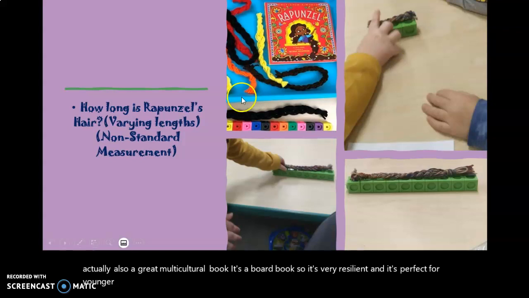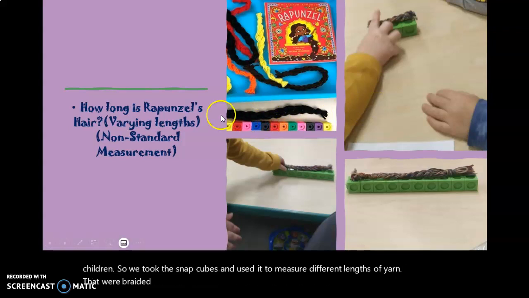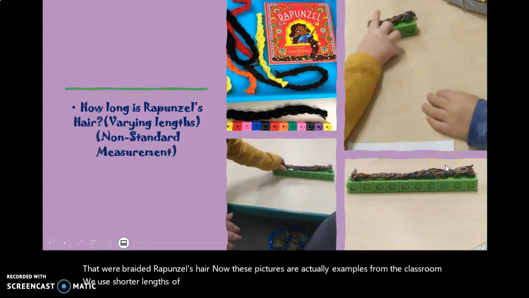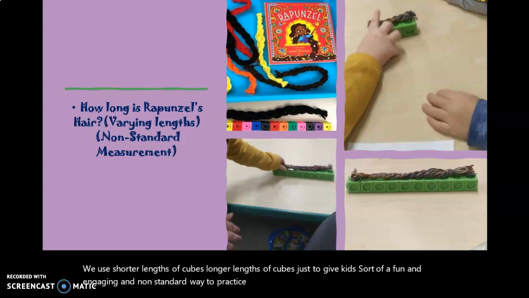So we took the snap cubes and used them to measure different lengths of yarn that were braided like Rapunzel's hair. Now these pictures are actually examples from the classroom. We use shorter lengths of cubes, longer lengths of cubes, just to give kids a fun and engaging and non-standard way to practice using these snap cubes for non-standard measurement.